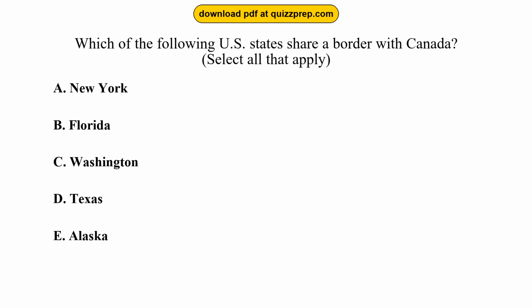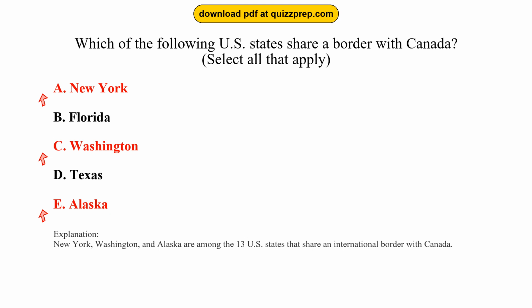Question 67. Which of the following U.S. states share a border with Canada? Option A, New York. Option B, Florida. Option C, Washington. Option D, Texas. Option E, Alaska. The correct answers are options A and C and E. New York, Washington, and Alaska are among the 13 U.S. states that share an international border with Canada.